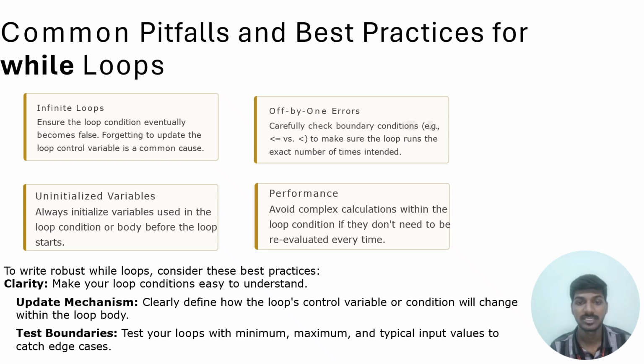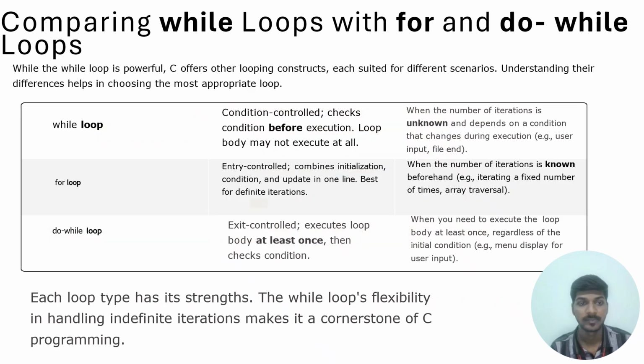Performance: avoid complex calculations within the loop condition if they don't need to be re-evaluated every time. To write robust while loops, consider these best practices. Clarity: make your loop conditions easy to understand. Update mechanism: clearly define how the loop's control variable or condition will change within the loop body. Test boundaries: test your loops with minimum, maximum, and typical input values to catch edge cases.